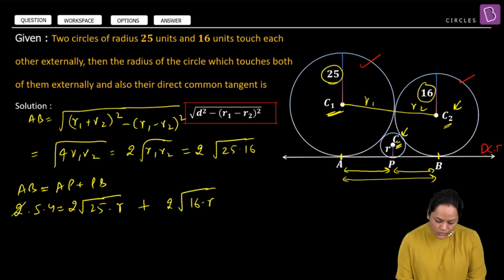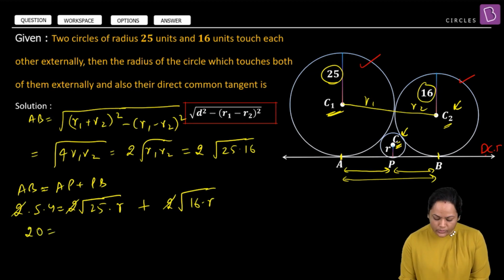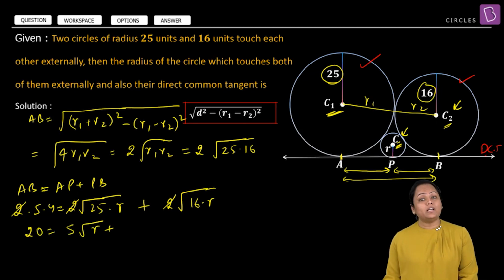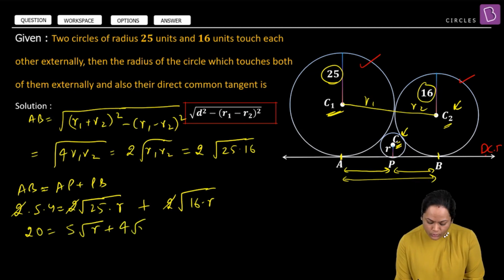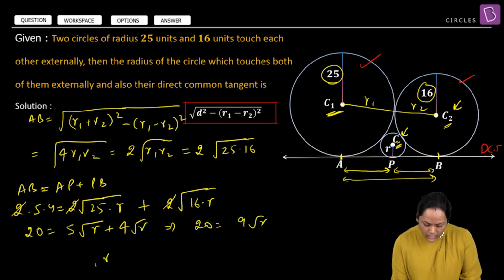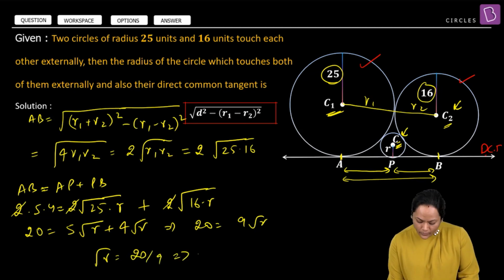Right? Now this 2, see, it's getting cancelled out. So it will become 20 is equal to, now root 25 will become 5 root over R. Similarly, root 16 will become 4 root over R. So from here, we got 20 is equal to 9 root over R. And root over R value comes out as 20 divided by 9. And when I do the squaring, my final answer comes out as 400 by 81.